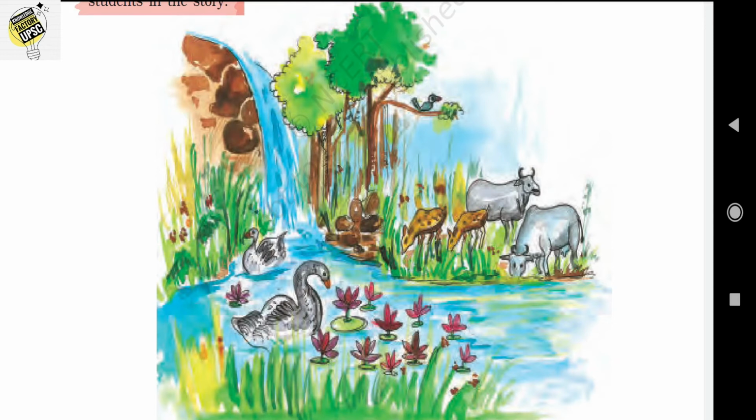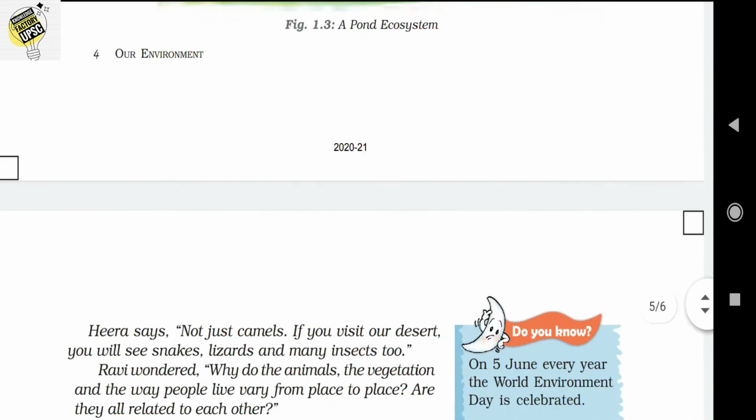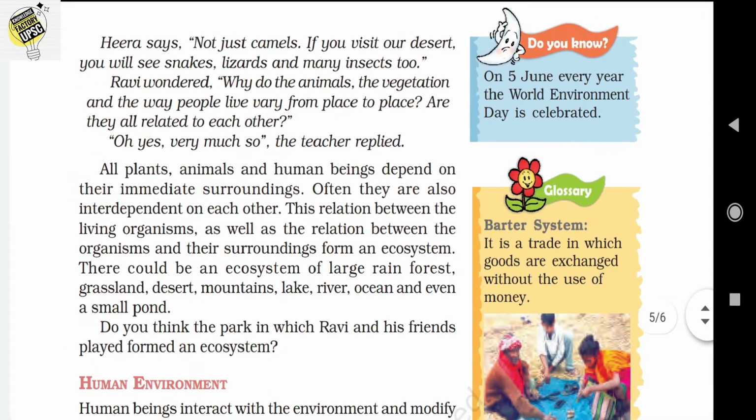Then we can find that there are lithospheres on the water hills, then there is atmosphere, and all these together form the biosphere, and they are composed of different types of organisms such as swans, deer, buffaloes, trees, birds. Okay, and these together form the ecosystem. Okay, so it's a simple concept, and I hope it is very clear to you.